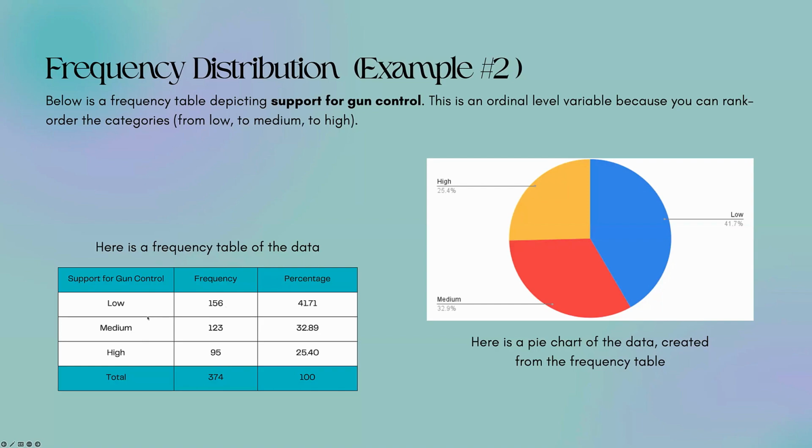So much like we did with the last one, we can calculate percentages for each category of gun control. Low is 41.71%, medium 32.89, high 25.40 of 100%. And we can use these percentages again to line up in a pie chart. So medium is 32.89, high is 25.4, low is 41.71. And the size of these slices represents their relative percentages.